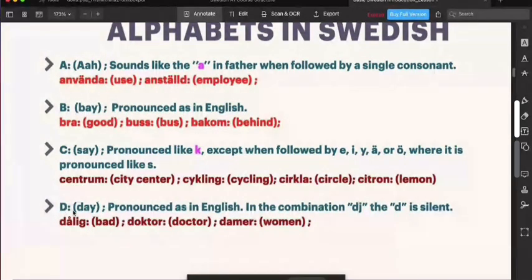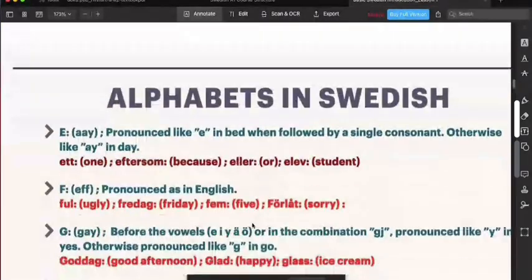And the next letter is D. So the first example here is dålig, bad. And the second is doktor, doctor. Then damer. This is a plural noun. The singular form would be dam, lady, and damer can be the plural form here, noun.